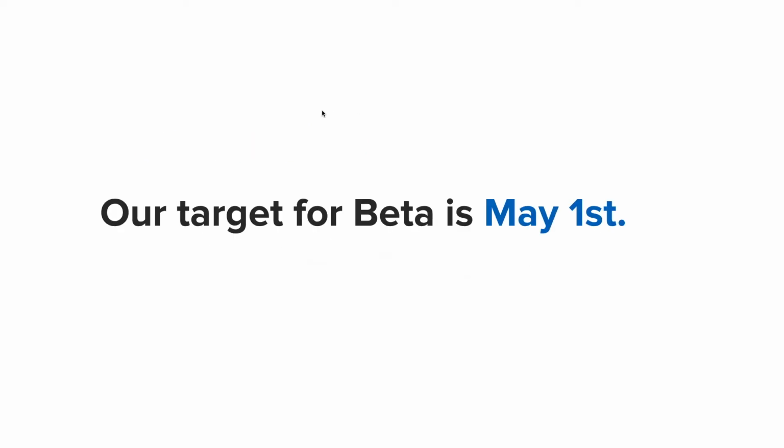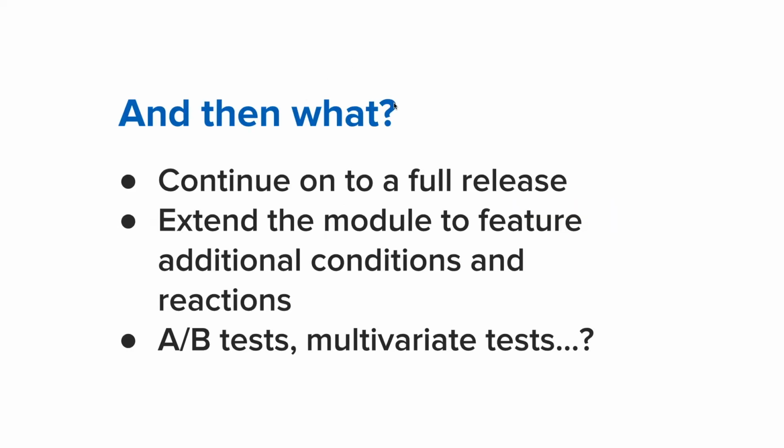Our target for beta right now is May 1st, so I'll be doing a similar talk at DrupalCon. Again, the goal is to get people using it, and based on feedback and response, we may change that timeline, but we'll see how things go. And then where do we go from there? We'll obviously continue on to a full release. I would love to have a full release by this summer. Again, it really depends on how many people we get testing it, submitting patches, and coming up with ideas and so forth.